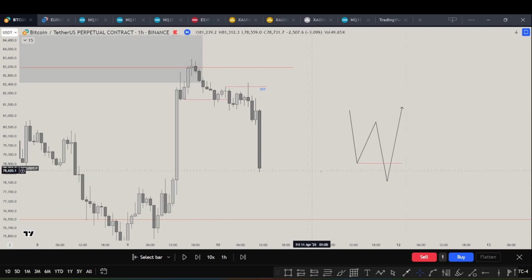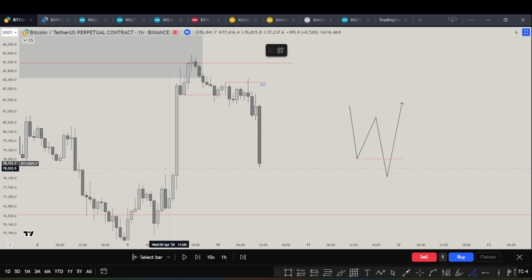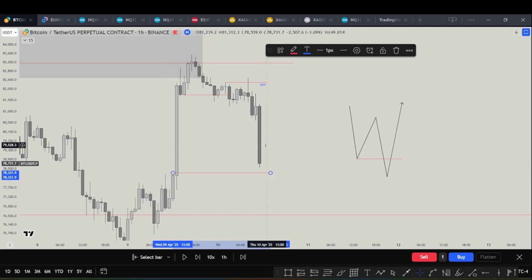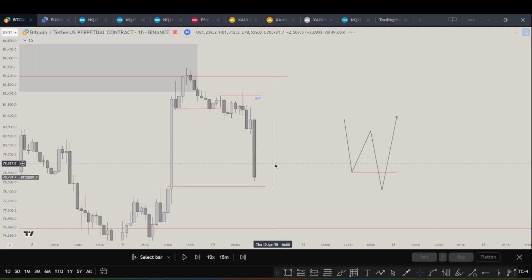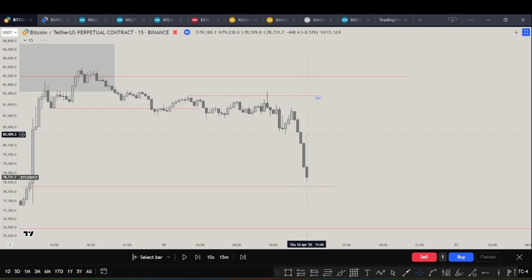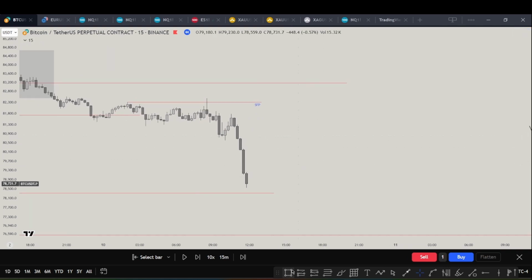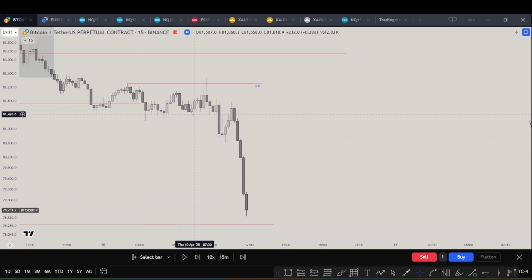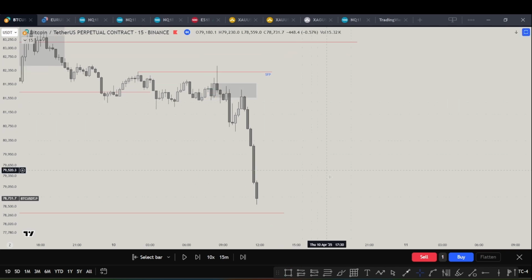Then my simple target was this. This was my little long target, but I didn't hold it till that. I was just waiting to tap the breaker here. You see, this is a breaker. So if you see, this is a breaker of the move.